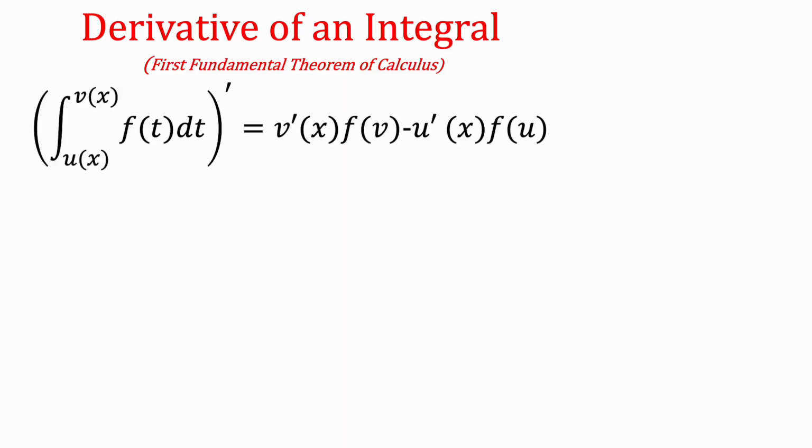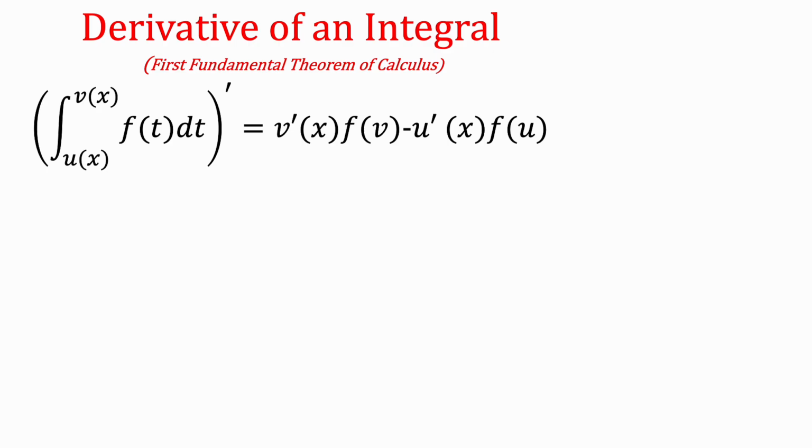Just look at what the rule says. It says we have an integral from u of x to v of x. You see the limits of integration are variable functions. If we want to take the derivative of the integral of f of t dt with limits from u of x to v of x, that means we want to differentiate an integral, but both the upper and lower limits are variable functions. So what is the rule?